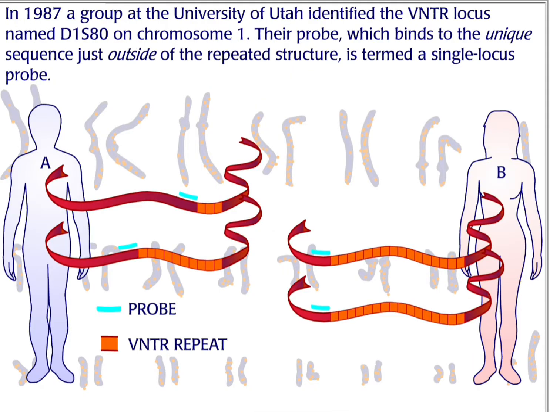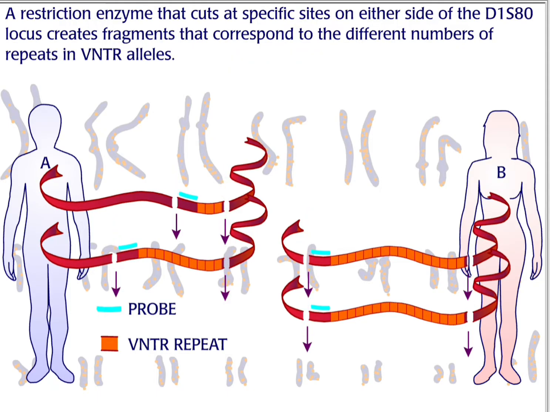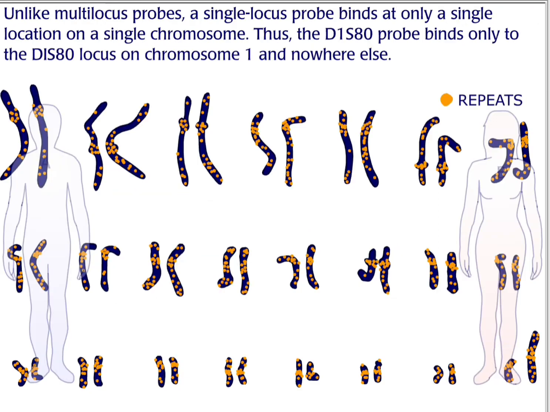In 1987, a group at the University of Utah identified the VNTR locus named D1S80 on chromosome 1. This probe, which binds to a unique sequence just outside the repeated structure, is termed a single locus probe. A restriction enzyme that cuts at a specific site on either side of the D1S80 locus creates fragments that correspond to different numbers of repeats in the VNTR alleles.